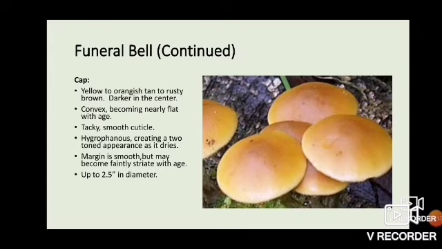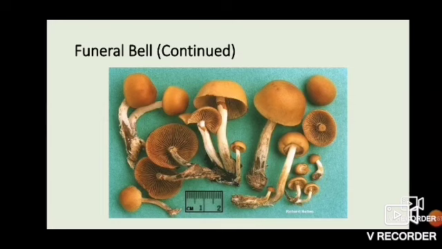They are hygrophanous, and they will create a two-toned appearance if it goes from a state of being hydrated to being dry, or vice versa, because it will be different colors depending upon what state it's in. The margin is smooth, but may become faintly striate with age. And these grow up to about 2.5 inches in diameter. So not very big, but they tend to grow in quantity.